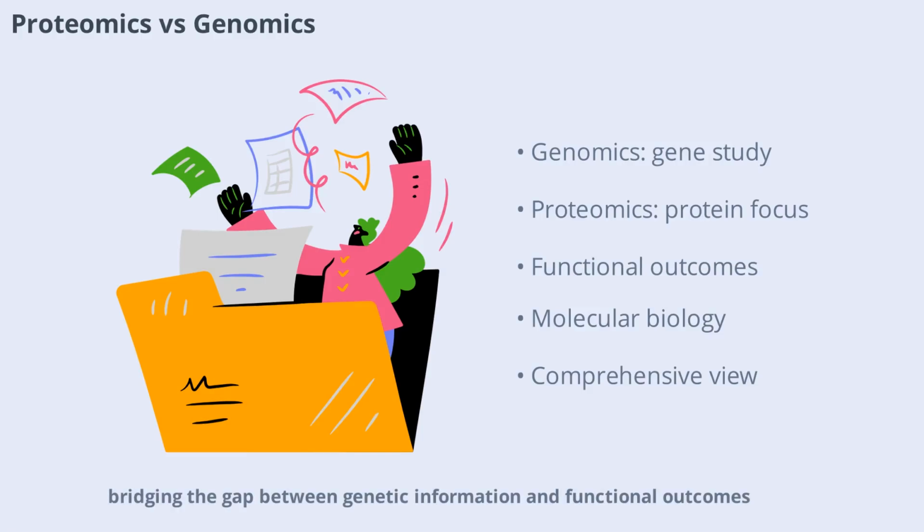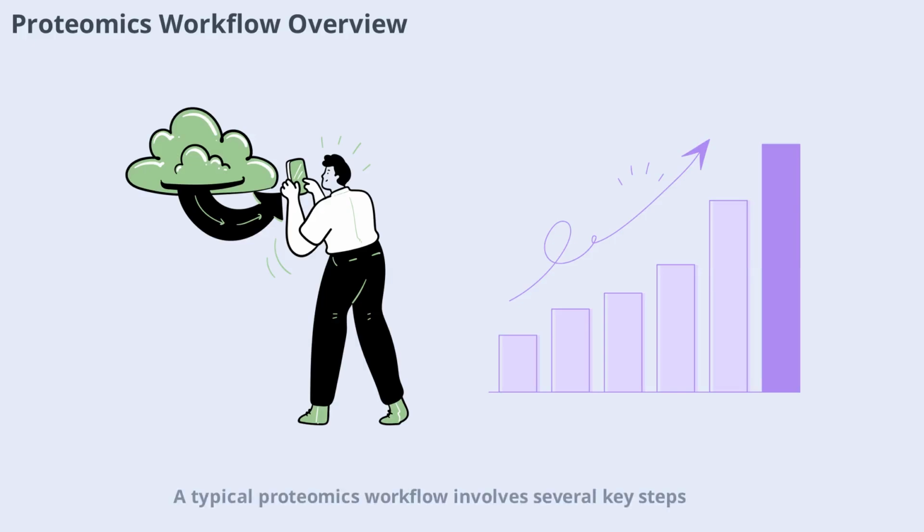A typical proteomics workflow involves several key steps, starting with sample preparation. Proteins are extracted from biological samples, such as cells or tissues, and then processed for analysis. Next, proteins are separated and identified using techniques like mass spectrometry. The resulting data is then analyzed using computational tools to interpret protein identities, quantities, and modifications. Each step in the workflow is critical for ensuring accurate and meaningful results. By following a systematic approach, researchers can uncover valuable insights into protein function and regulation.